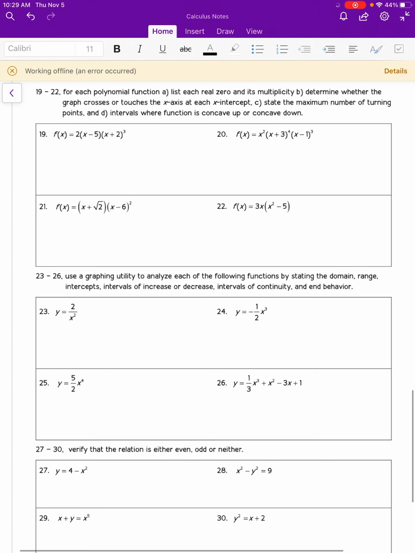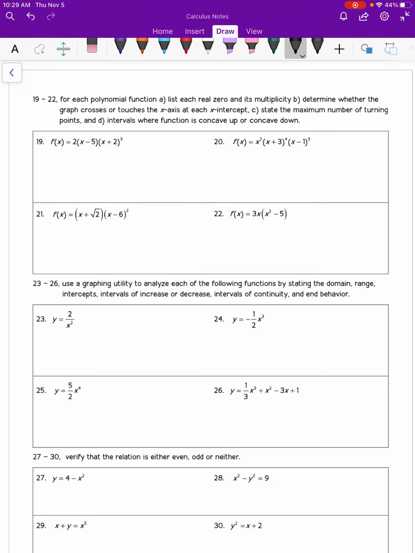So the first thing they're asking for is to list all the real zeros and their multiplicity. So for number 19, I've got zeros, multiplicity, and I do recommend that you do this on different paper. Behavior, part A. So x equals 5 is my first one. It has a multiplicity of 1, so it's going to cross through the x-axis. And x equals -2 has a multiplicity of 3. It is also going to cross through the x-axis.